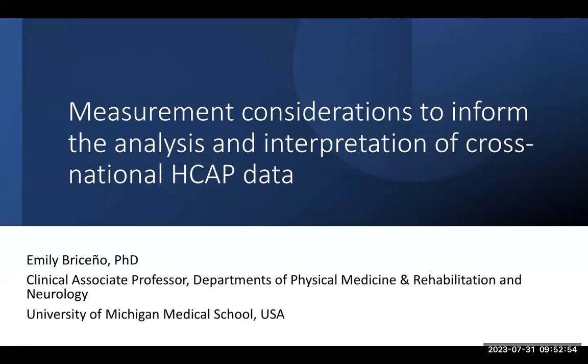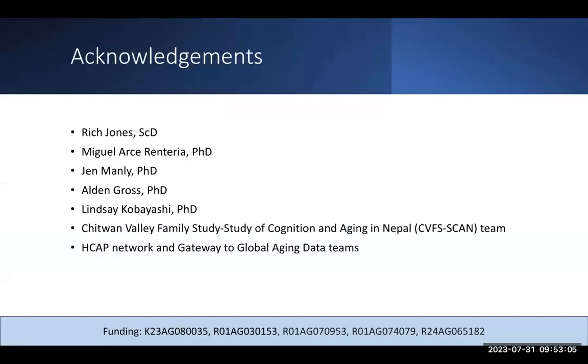So I'm happy to be here today to talk a little bit about measurement considerations that we should be thinking about when analyzing and interpreting cross-national HCAP data. Before jumping in, I just want to acknowledge collaborators. This is a smaller subgroup that contributed ideas for this specific presentation, and also several sources of funding down below. The work I'll be presenting today is really an integration of lots of different HCAP endeavors that I've been working on.